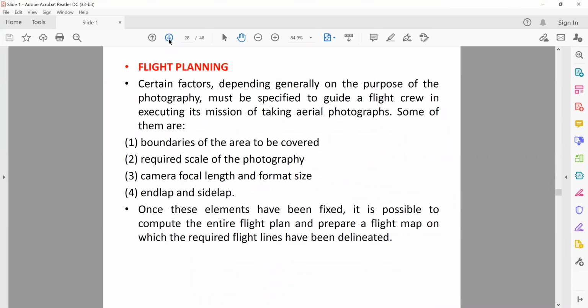So if you want to carry out photographic surveying, what sort of information do you need to plan? How are you going to proceed with it? In planning, what you need to ascertain is what should be the flying height of the drone, what should be the route on which it should fly, because once you want to survey a large area, you need to predetermine the route of the drone. For that, you need to see what are the boundaries of the area to be covered, what is the required scale of photography and camera focal length format size, because that would ascertain the limitations on the flying height. End lap and side lap. So we'll talk about end lap and side lap.